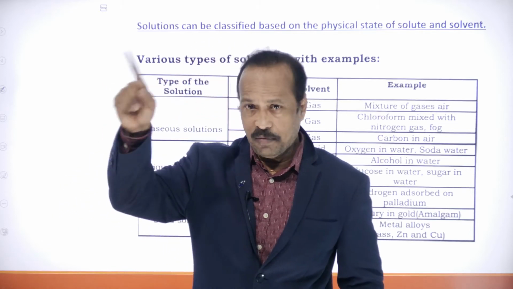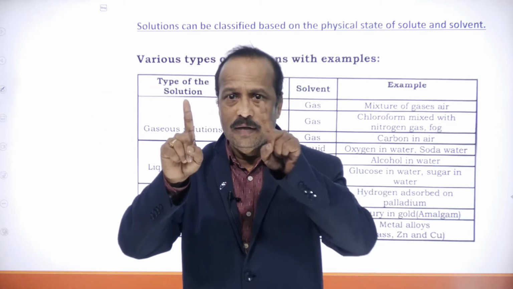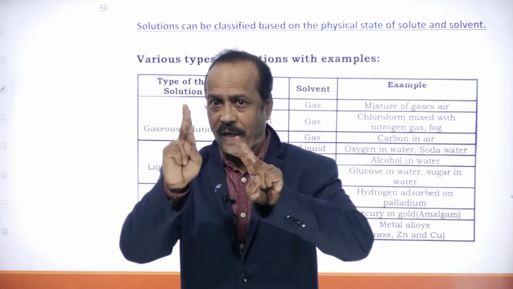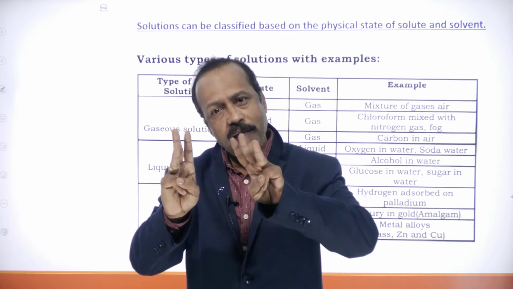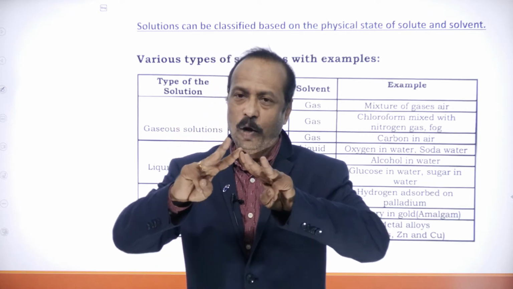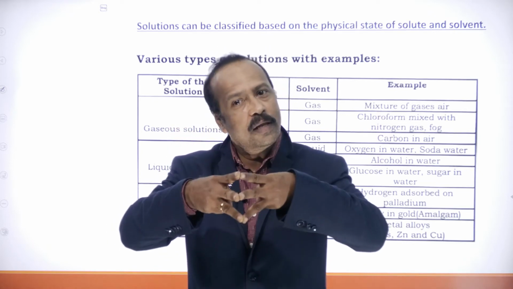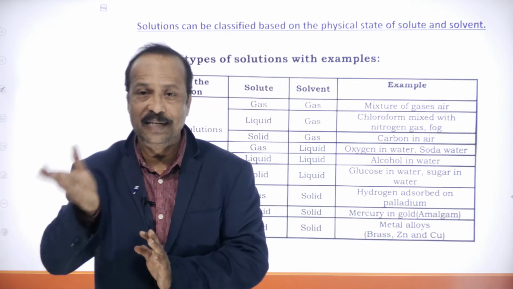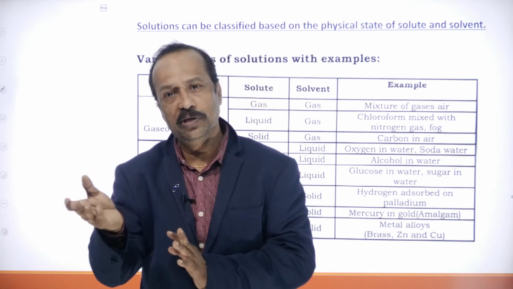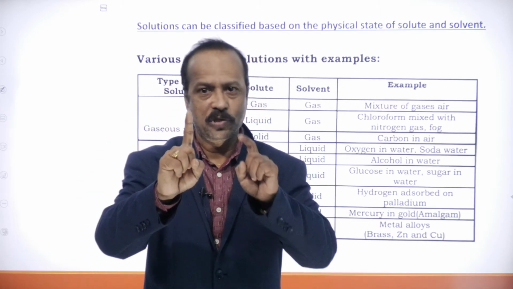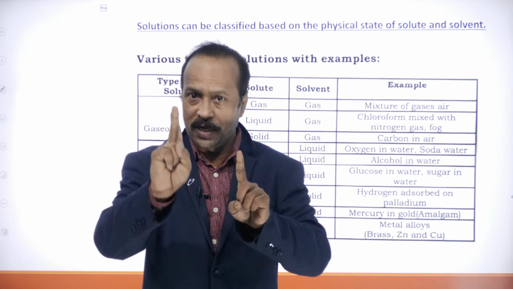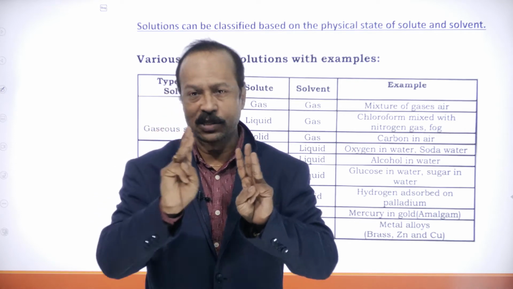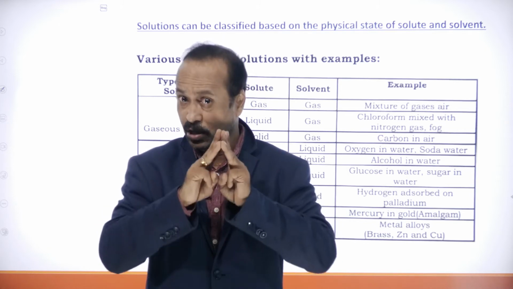Liquid is a solvent, solid is a solute. Liquid is a solvent, liquid is a solute. Liquid is a solvent, gas is a solute, right? So, total how many solutions are there for liquid? 3, right? Similarly, if you take solid solutions, solid is solvent, solid is solute; solid is solvent, liquid is solute; solid is solvent, gas is solute. So, again a total of 3 solid solutions.